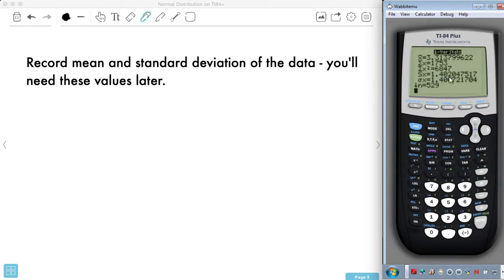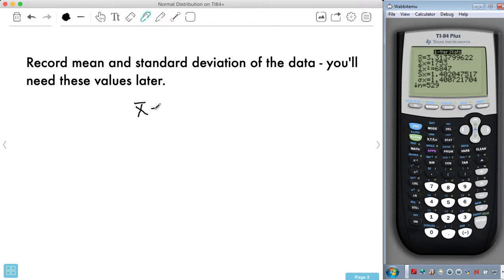I'm going to get several statistics, but what I'm interested in is the mean, the top number. So the mean for this data is 3.31, rounded to 2 decimal places. And the standard deviation, remember you're using the little letter sigma for standard deviation, is 1.40. If you're doing this question, either following along with the video or a similar question later, make sure you write those numbers down as you move through because you're going to need them in the next step.